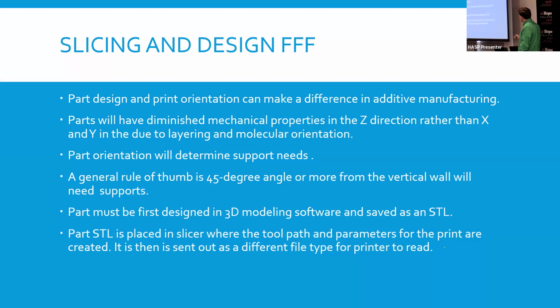So part design and print orientation, like I said, make a difference. So if I'm going to do something like I did here with this, I'm not going to put it on one corner sitting on the bed in the printer, right? Because then I need support material to hold up this layer. I need support material to hold up over here. It's just a waste and it won't look nice. It won't have the mechanical properties I want.